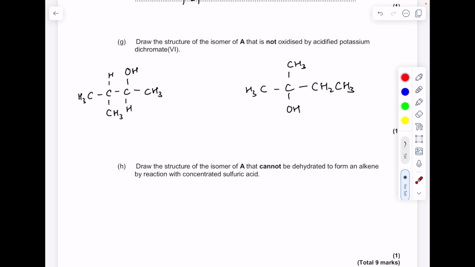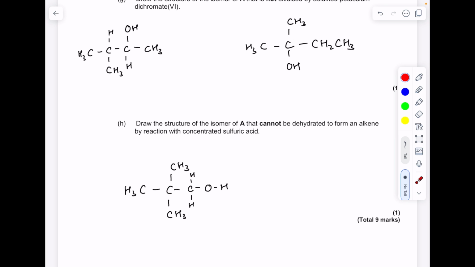And then finally, draw the structure of the isomer of A that cannot be dehydrated to form an alkene by reaction with concentrated sulfuric acid. I've drawn out the answer here. This is a difficult one because you need to think about what happens in order to eliminate the water. And if you look back at the mechanism I drew for elimination, you'll realise that the adjacent carbon to the one with the alcohol functional group must have a hydrogen attached, so that hydrogen-carbon bond can donate its electrons to form the carbon-carbon double bond. Because this carbon here has no hydrogen attached to it, we don't have all the necessary components required for an elimination reaction to occur.